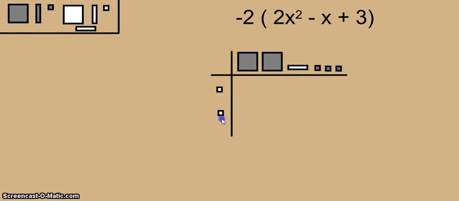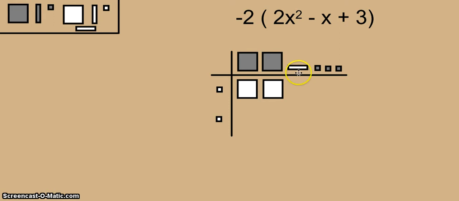And I should probably space this out a little more. Now ask yourself, negative 1 times positive x squared gives you what? Well, a negative times a positive gives you a negative, and 1 times x squared gives you x squared. So negative 1 times positive x squared is negative x squared.